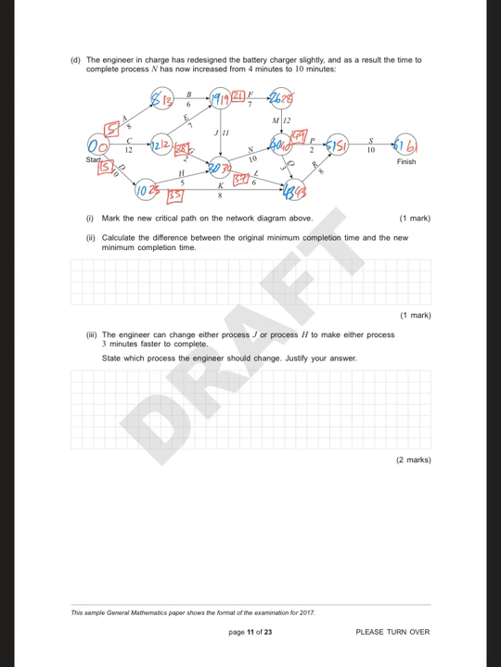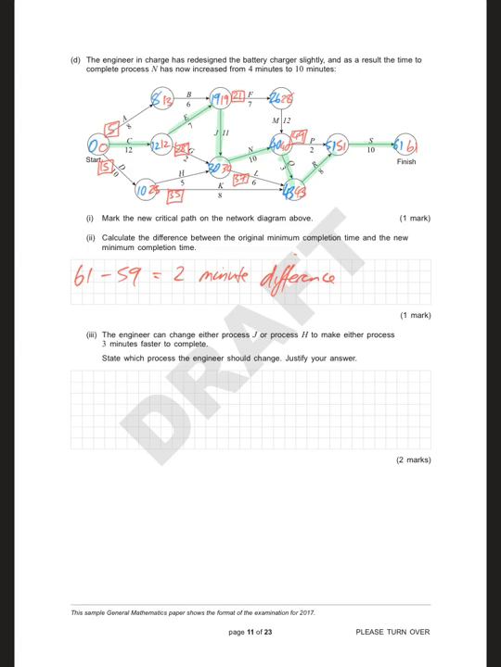Anything I'm missing there? I don't think so. Mark the new critical path on the network above. C, E, J, N, Q, R, S. Calculate the difference between the original completion time and the new minimum completion time. Well, now it's 61. It used to be 59, therefore a 2-minute difference.